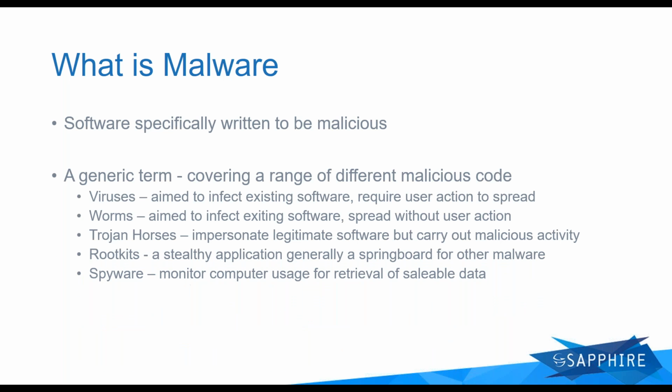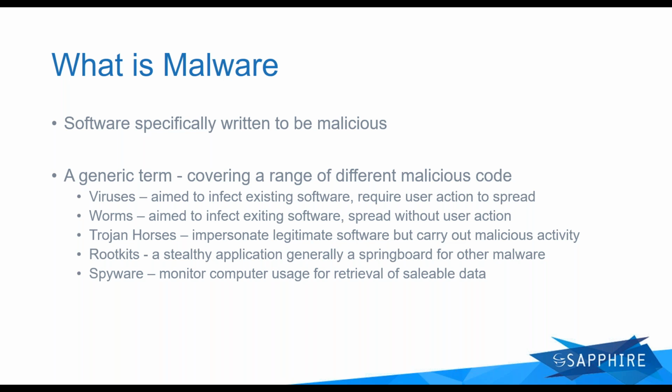Now, to start off the presentation, the first thing we need to be aware of is what actually is malware. Malware is generally just software specifically written to be malicious. The reasoning for that code to be written doesn't really matter. It depends on the attacker, but that's what malware is. It comes in a number of different guises. Malware is a generic term because it covers a range of different malicious code.